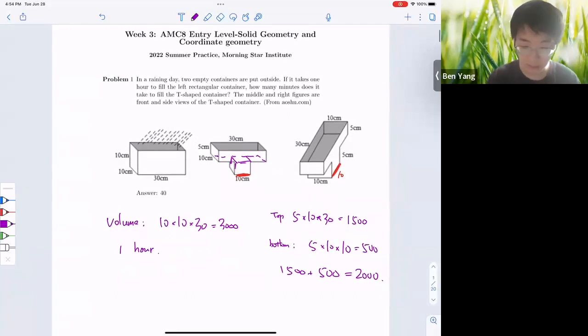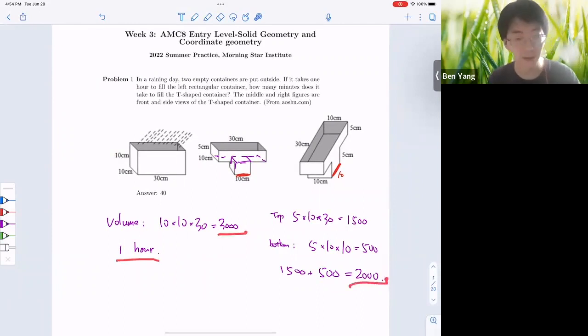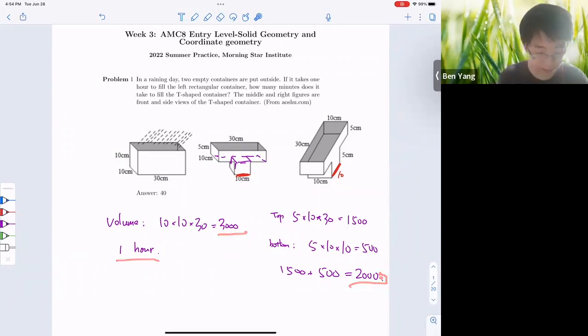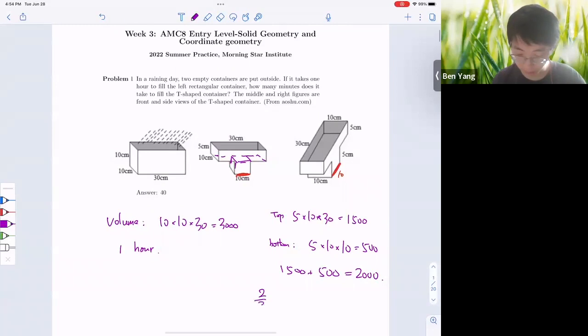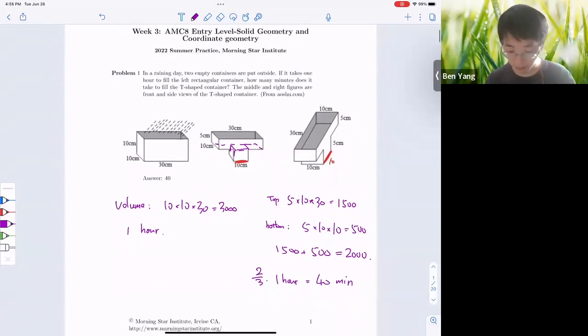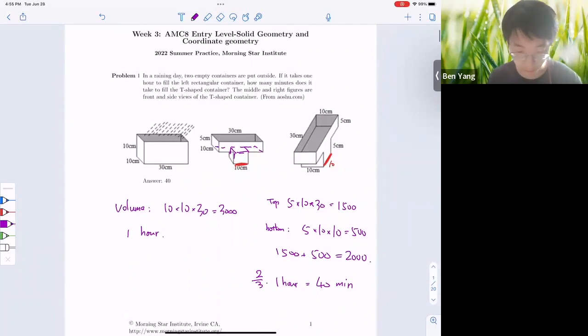Okay, so we see 1 hour is like 3,000. And then if we want to fill up the container whose volume is 2,000, then we can just do the ratio. I guess the answer should be 2/3 times 1 hour. So 2/3 times 1 hour, and that's 40 minutes. Okay, that's it. Answer is 40.